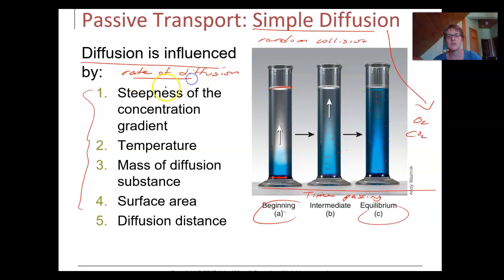Rate of diffusion is based on what's the difference from the outside to the inside? The steepness of the concentration gradient. That would be the difference on both sides. If it's not that great of a difference, it's going to diffuse slower.